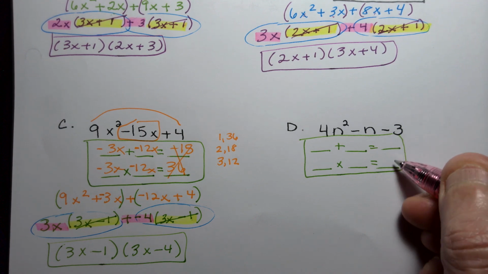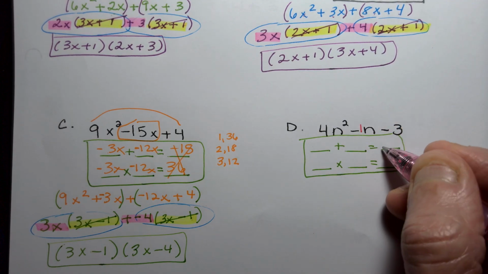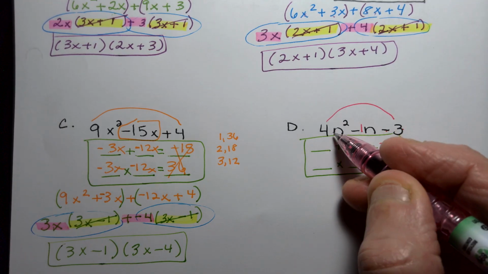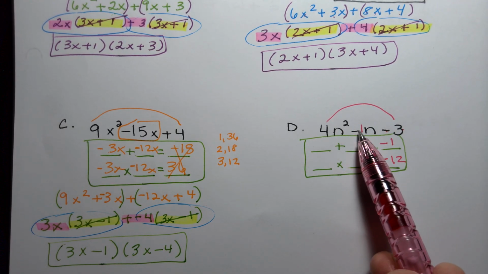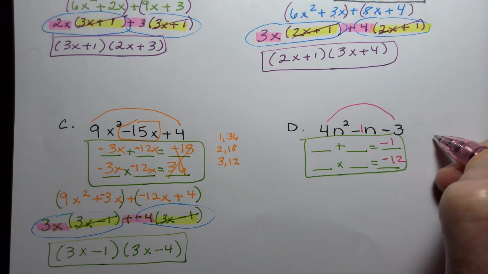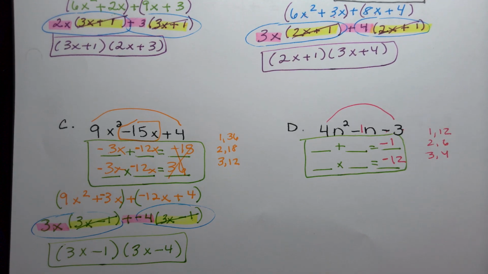There's never a variable here, so do not put negative n up here. No way. There's a 1. Negative 1 and negative 3 times 4, negative 12. Watch your signs. When there's a subtraction, that's attached to the number after it. So we got 1, 12, 2, 6, 3, 4. Any of those give you a difference of 1?